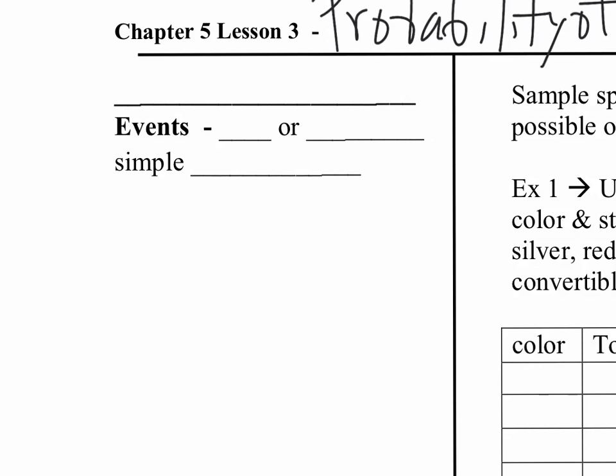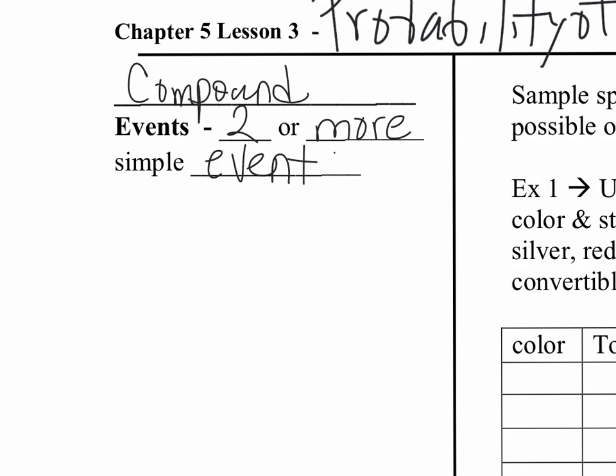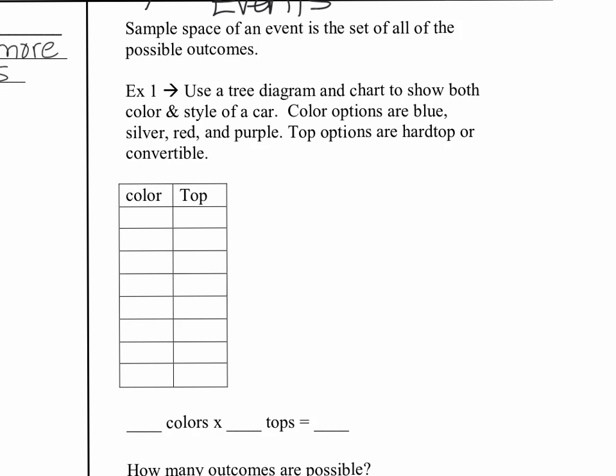Compound events are two or more simple events. A sample space of an event is the set of all of the possible outcomes.